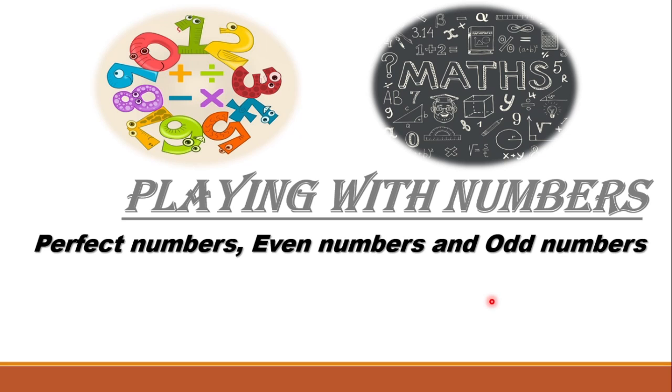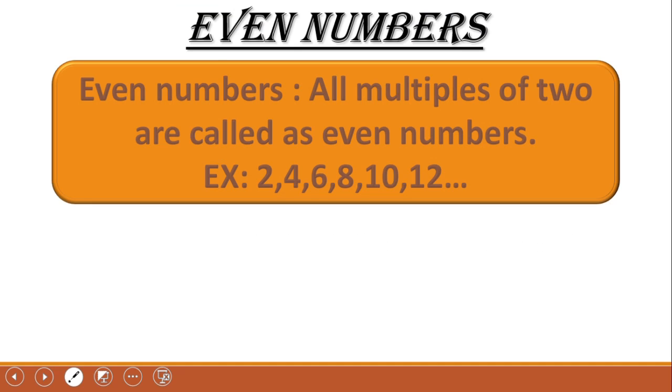Now let's start with perfect numbers, even numbers and odd numbers. Now what are even numbers? So all multiples of 2 are called even numbers. Now 2, 4, 6, 8, 10, 12 and so on. So multiples are infinite, right? So all these are even numbers because they are multiples of 2.